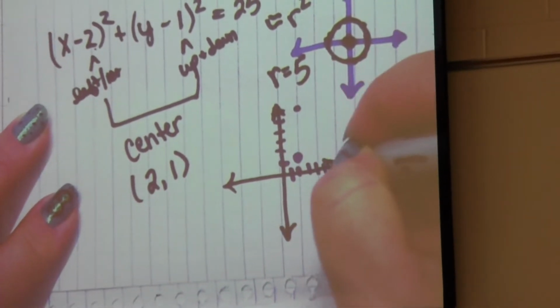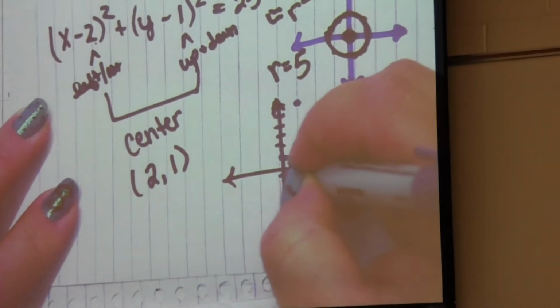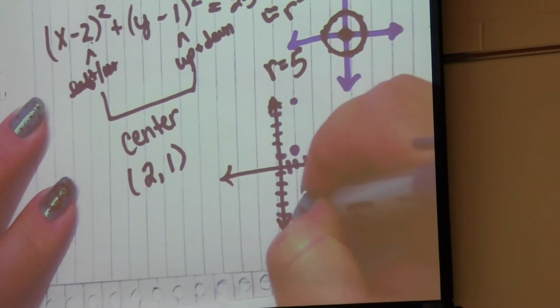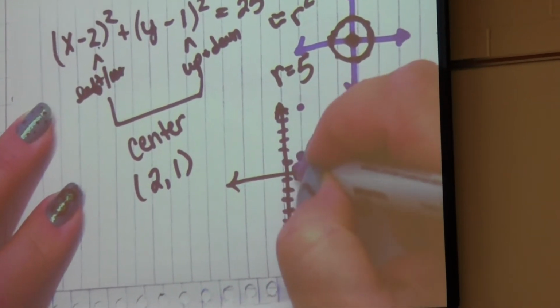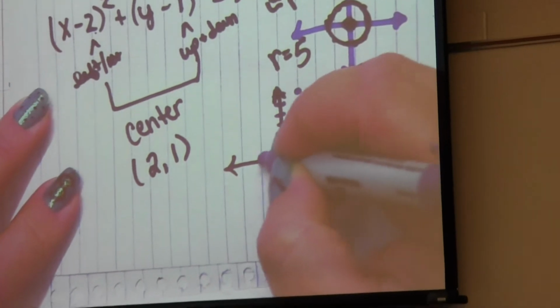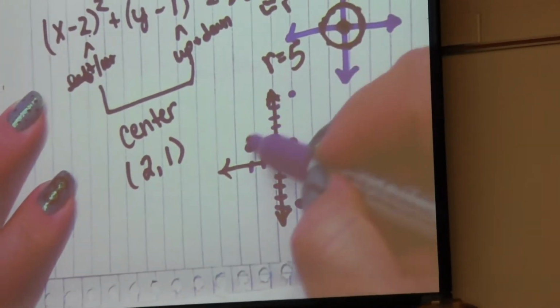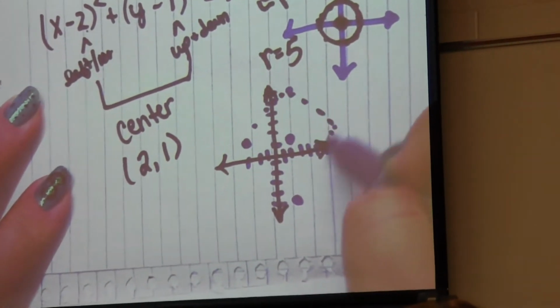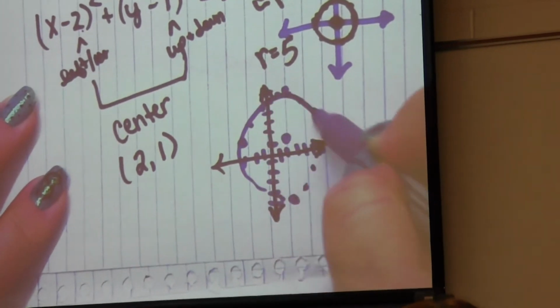1, 2, 3, 4, 5, make a dot, in each direction. Yeah, close. And then I would just connect all my dots until I was circle-ish.